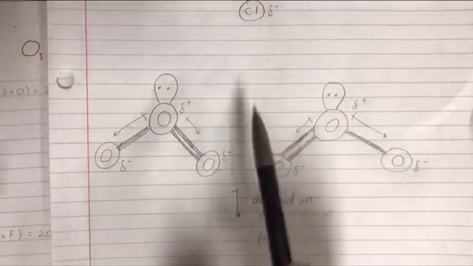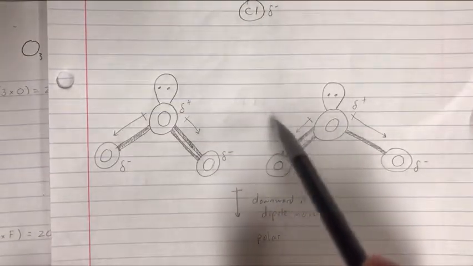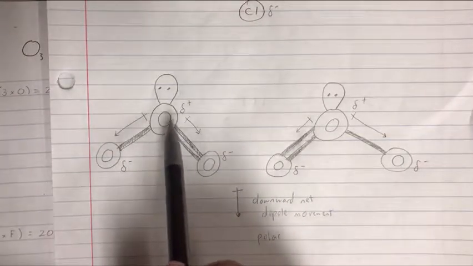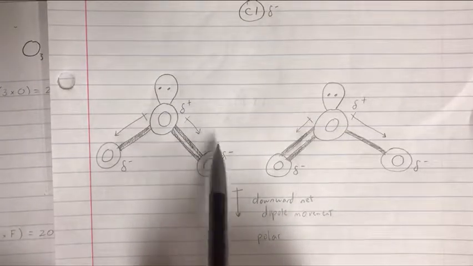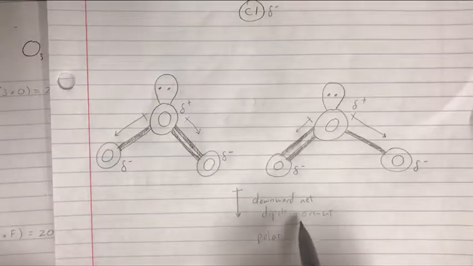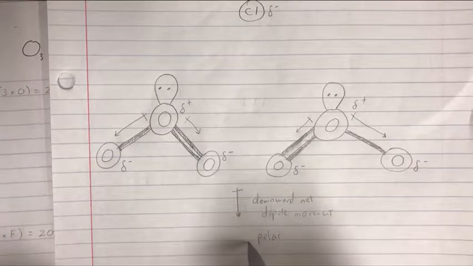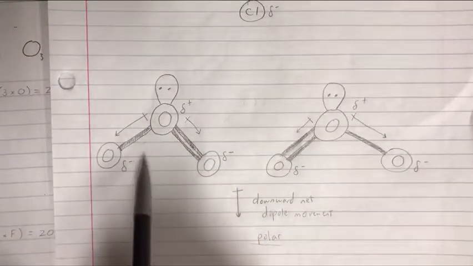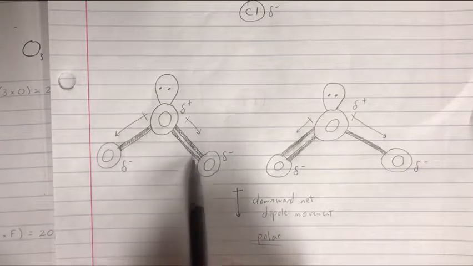For the last one, the O3, this exhibits resonance. Now, since this one is more positive than these, the dipole movement goes downwards, and when you add them up, it gets to a polar molecule. Now, what's really going on in this molecule in a real life situation is that this double bond gets shared by each of these.